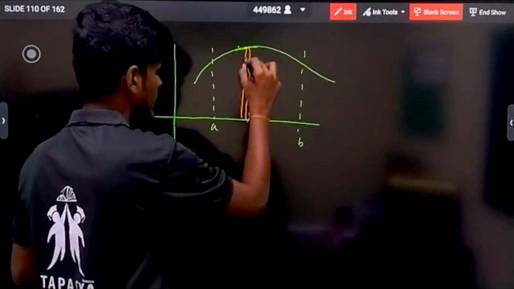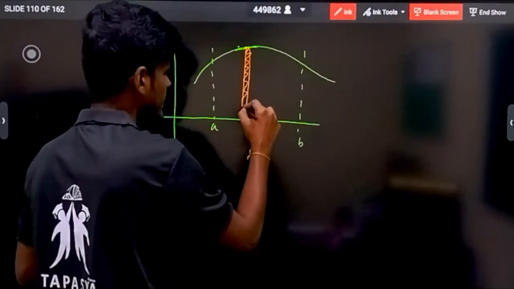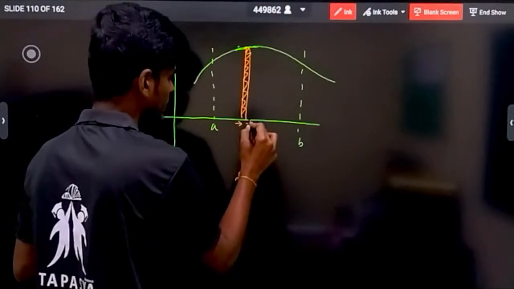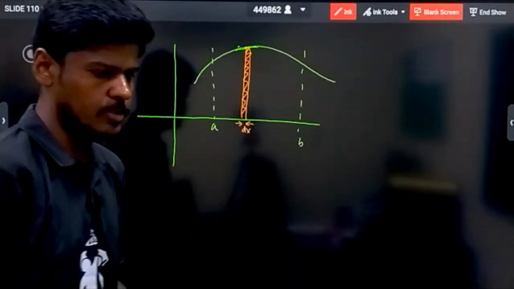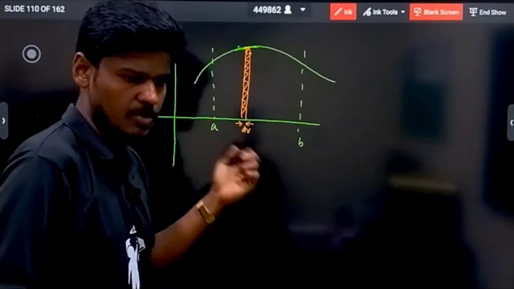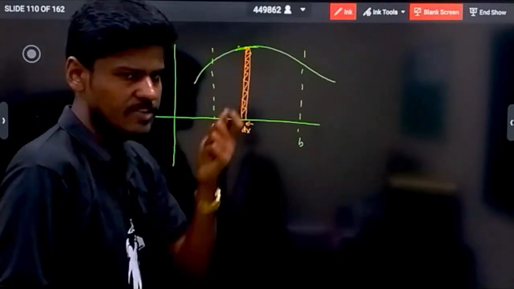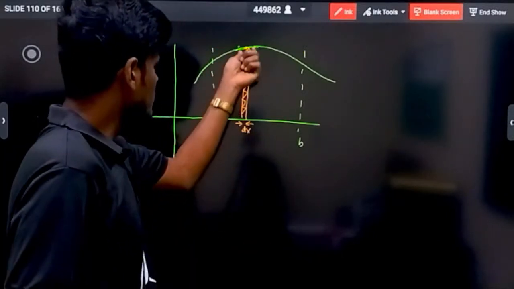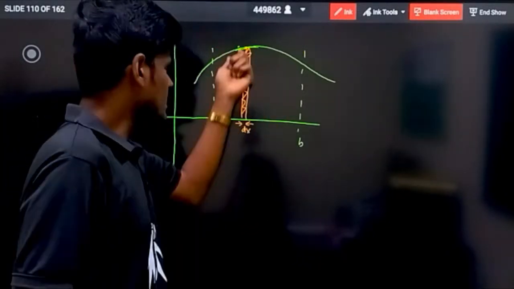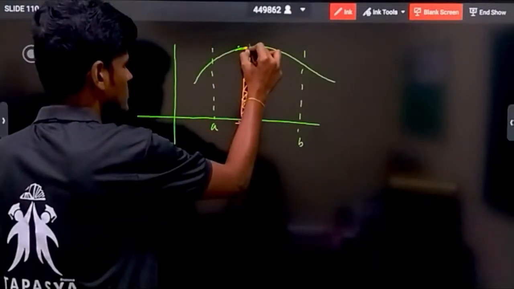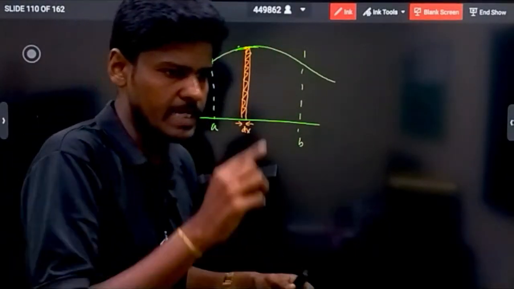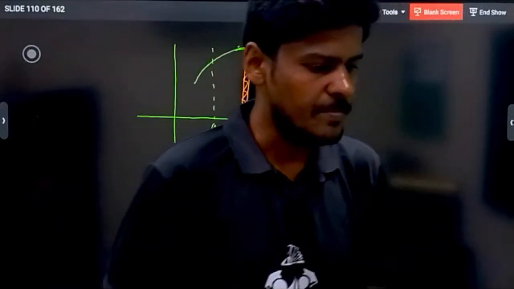Consider any strip that has very negligible width. Let this width be dx. Now this strip is assumed to be rectangular, as these two lines are very close. So the difference in the y values will be very negligible. So we will consider this strip as a rectangular strip.